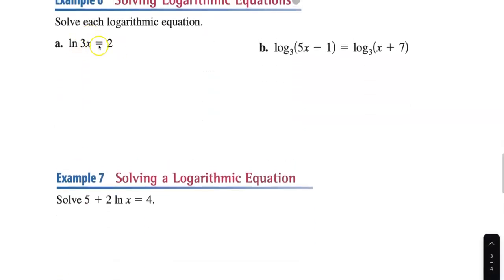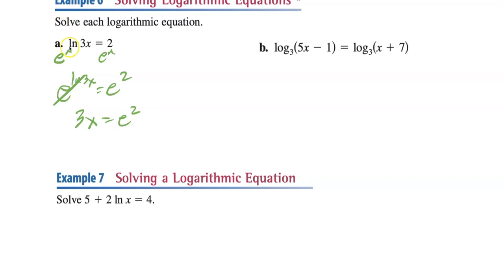Natural log of 3x equals 2. We're just going to take the e to get rid of it. Remember, you take the e as a power. It's a little funky. e to the natural log of 3x equals e squared. That cancels. You get 3x equals e squared. And again, you don't have to show that step. I showed it so you see what's going on. Anyway, divide by 3. x equals e squared over 3.